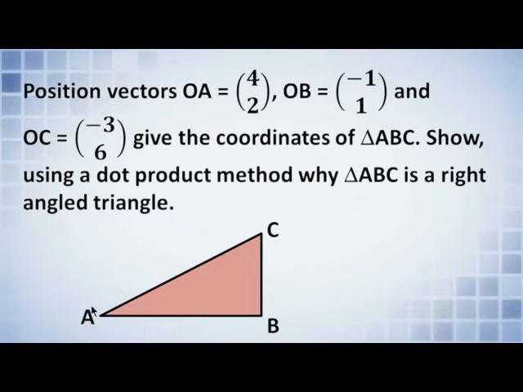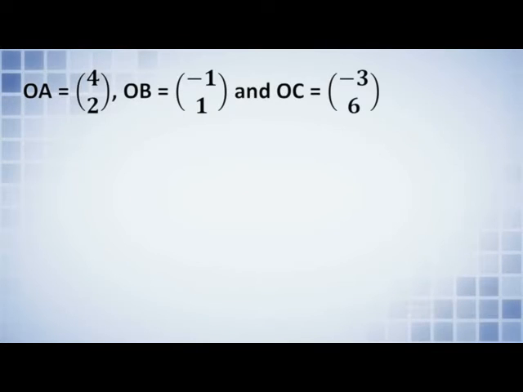A right angled triangle has one angle that equals 90 degrees, or the right angle. So we have to find one of the angles that form this triangle equal to 90 degrees using the dot product method. We know OA, OB and OC.